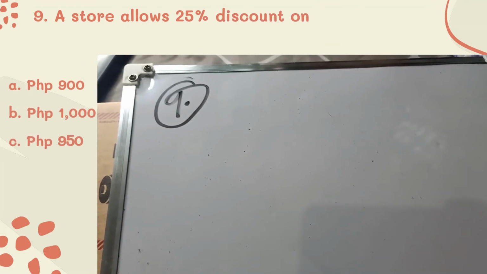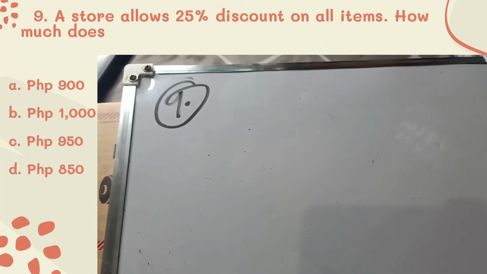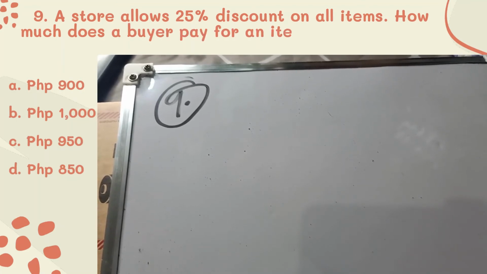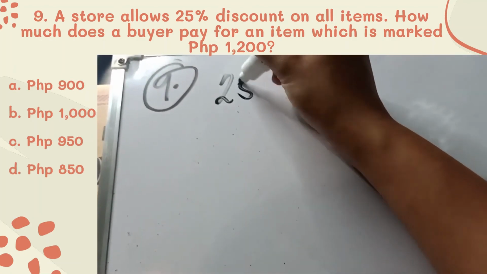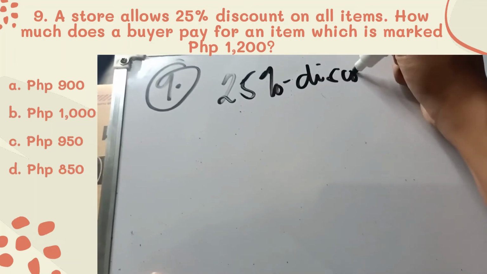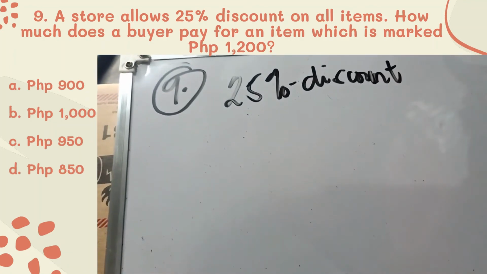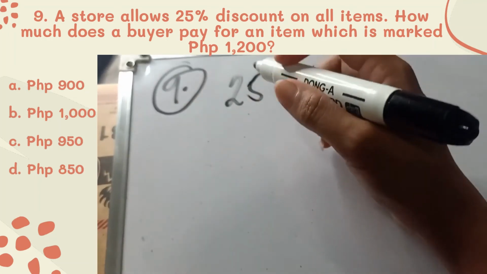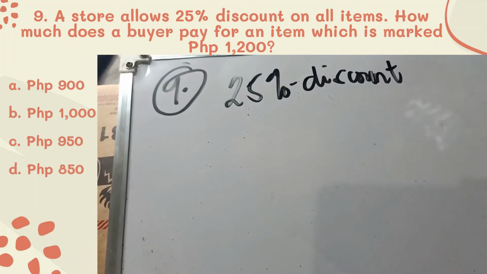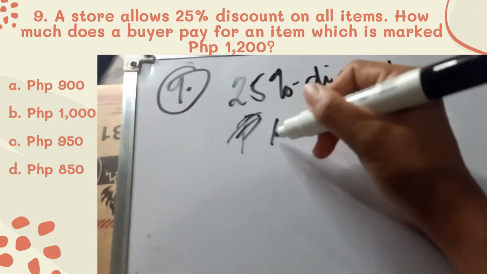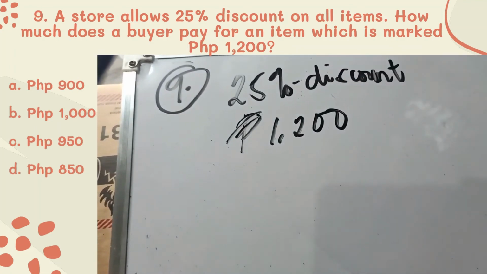Number 9, a store allows 25% discount on all items. So, mayroon daw silang promo na 25% discount. And how much does a buyer pay for an item which is marked 1,200 pesos? Okay, so 25%, ito yung discount. And kapag ang presyo ng isang item is 1,200, magkano daw yung babayaran nung customer?